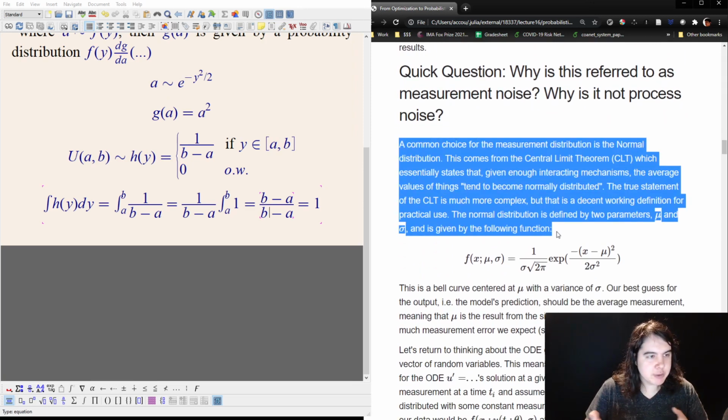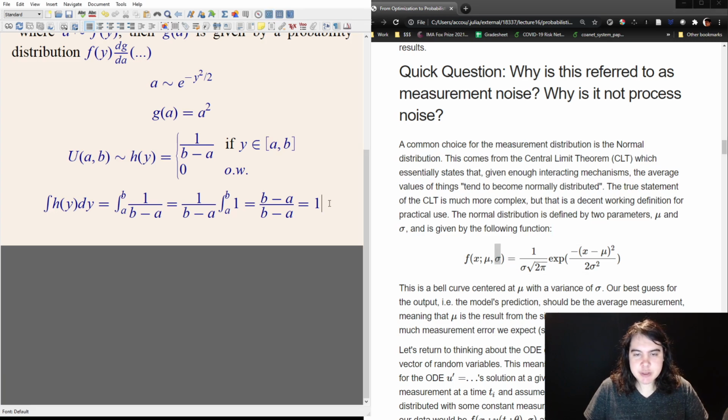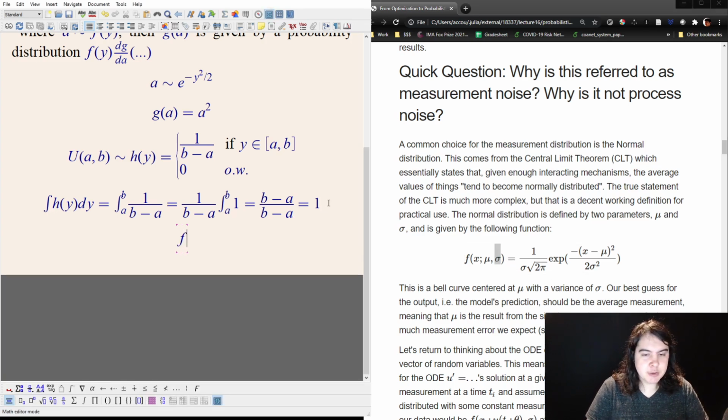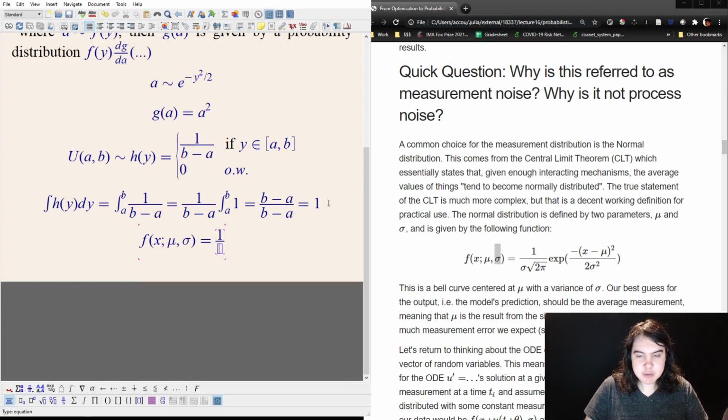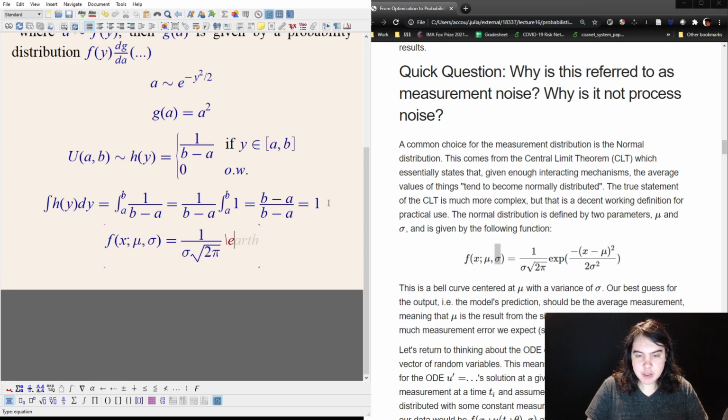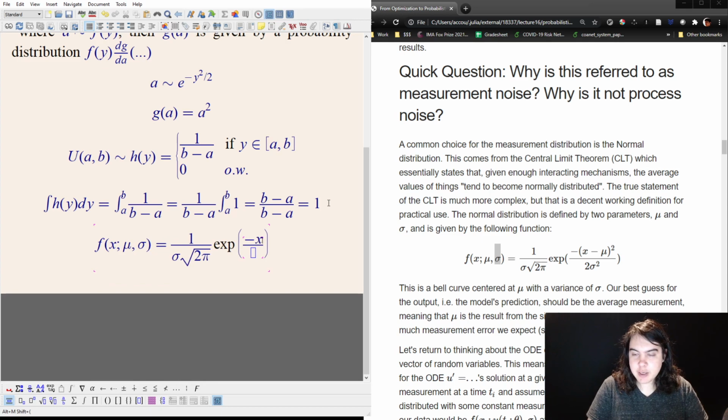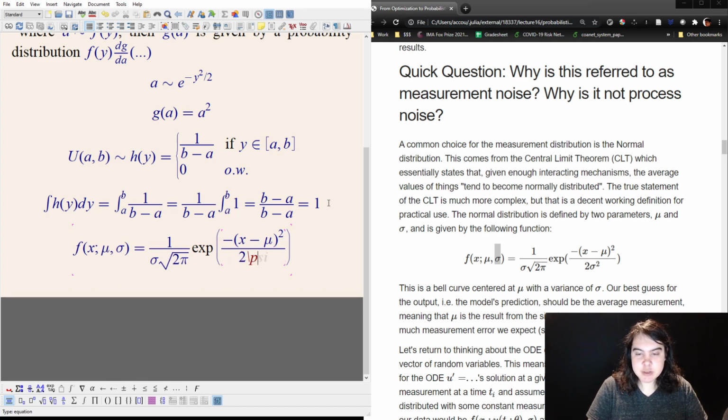You have to make a choice for what this measurement distribution is, and a very common choice is the normal distribution, where you say f of x given mu and sigma, where mu is the mean and sigma is the variance, is equal to 1 divided by sigma times the square root of 2 pi, times the exponential of minus (x minus mu) squared, right? So this is a very standard choice because it's the standard old bell curve.